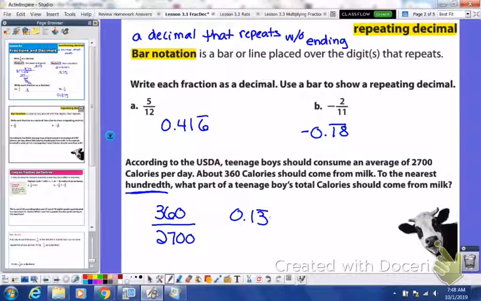0.13 repeating. However, we wanted the nearest hundredth. Nearest hundredth is 2 decimal places, so we actually do not want the bar notation this time. Now we know 3 would be the next digit. 3 does not round up, so 0.13. All right, moving right along.